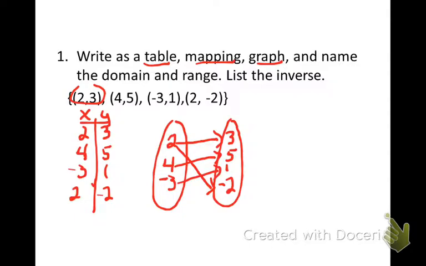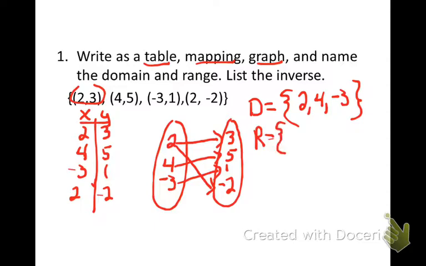We're going to save the graph for the next page. Let's go ahead and list the domain. It will be a set, okay? And it's the first coordinate. You do not repeat them. So 2, 4, negative 3. And that's it. So again, this homework isn't going to be necessarily difficult, but it's just learning what the words mean. The range is the set of second coordinates. So it'll be 3, 5, 1, negative 2. And you read this, the set containing 3, 5, 1, negative 2.